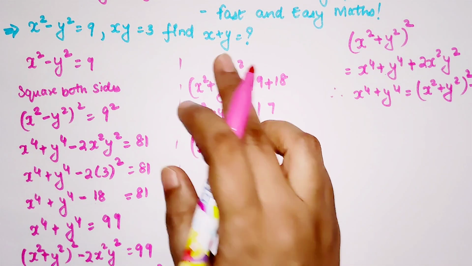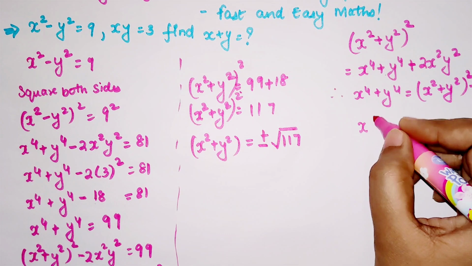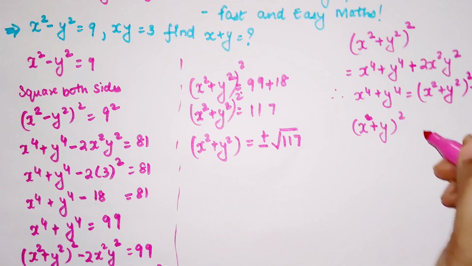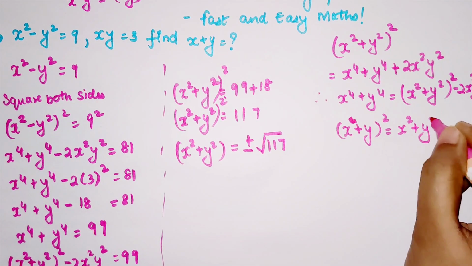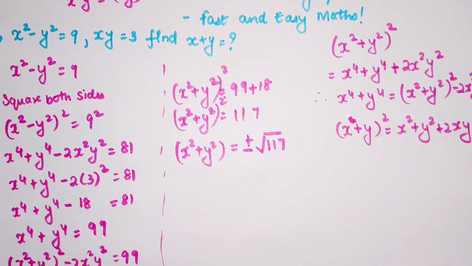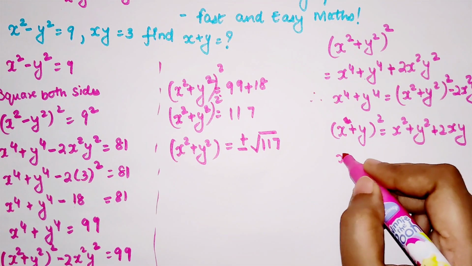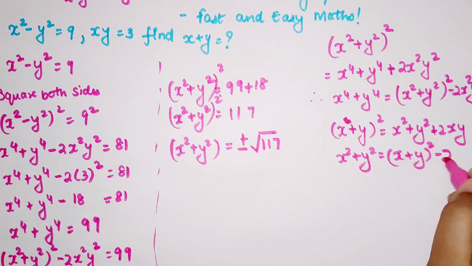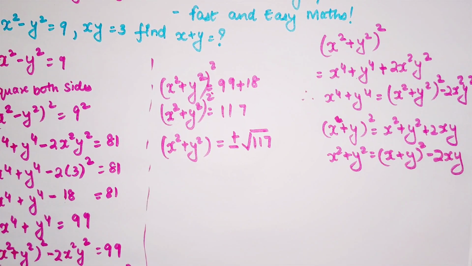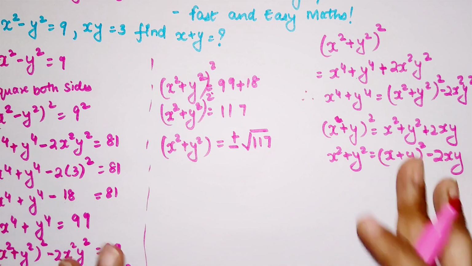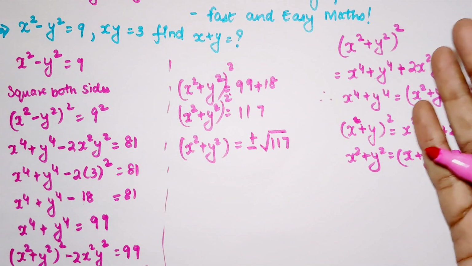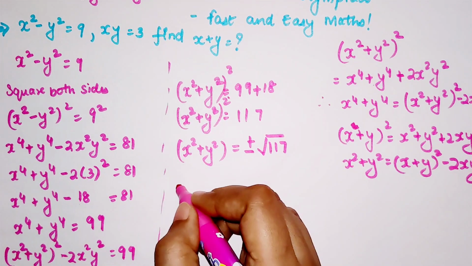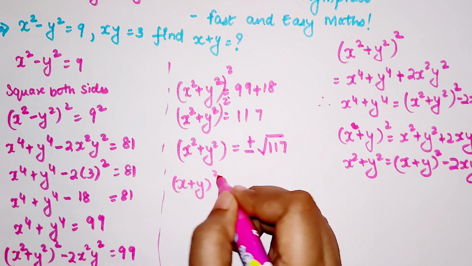My final answer is x plus y. So now please look over here, x plus y the whole square gets you x square plus y square plus 2xy, correct? So I can say x square plus y square is nothing but x plus y the whole square minus 2xy, right? I hope you are getting how to solve this kind of question, getting the hang of it. First we increased the power and then now we are decreasing it and going up to the power of 1. So now this can be written as x plus y the whole square minus 2xy.